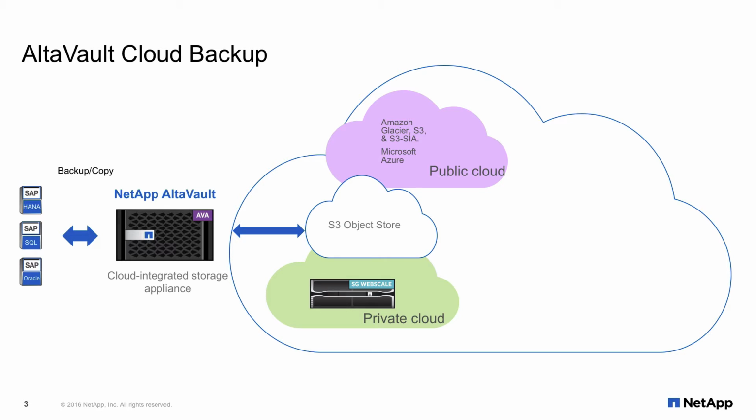NetApp AltaVault is a physical or virtual appliance customers can install in their data center. It will provide NFS or Samba shares as backup targets for the SAP systems. Instead of using expensive and slow tape libraries, the backup is stored on AltaVault, where internal disk caches the most recent backups, while in the background encryption and compression transfer the data securely and efficiently onto cloud-based object storage.